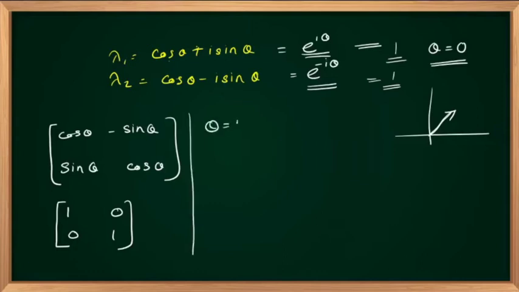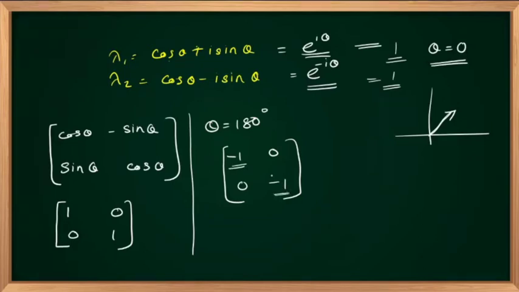If theta equals 180 degrees, you have cos theta equal to minus 1, and sin theta again 0. In this case, this matrix has eigenvalues. If it is a diagonal matrix, all diagonal elements will be the eigenvalues. So the eigenvalues for this particular matrix are minus 1 and minus 1.